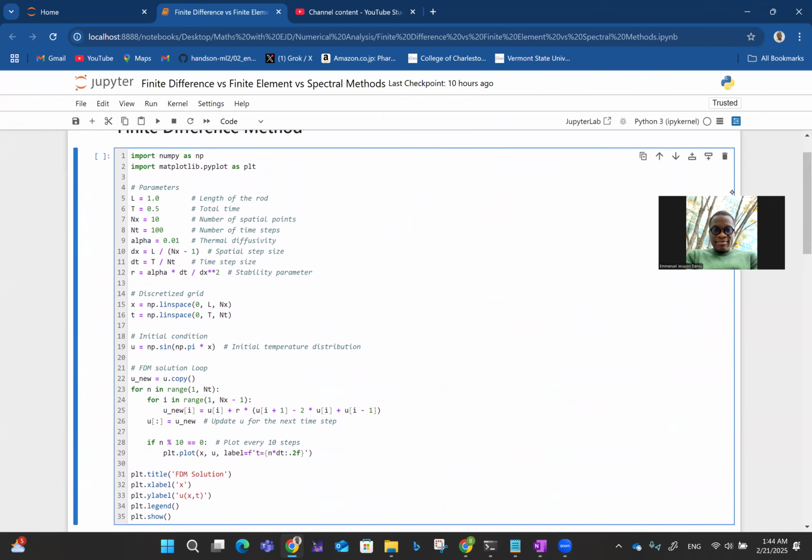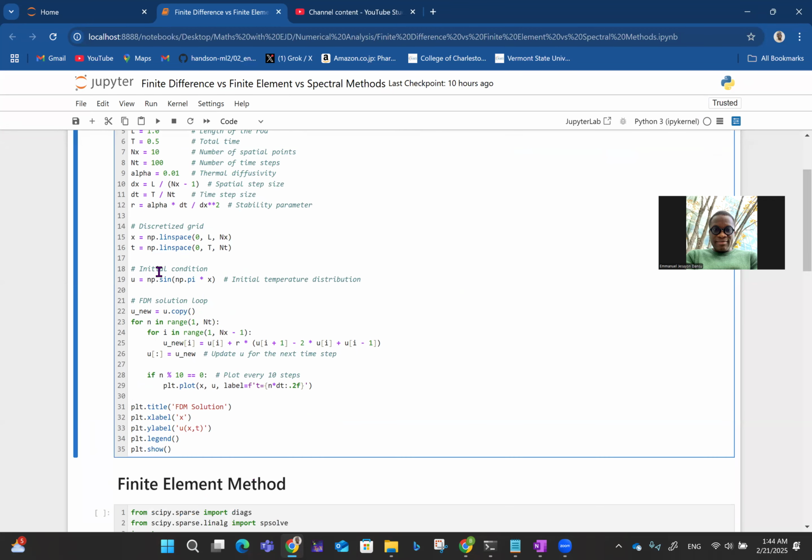So for the finite difference method, imagine a rod of length 1 meter, or 1 kilometer, anything you want to call it. Then the total time is 0.5, say minutes or seconds. We have the number of spatial points, 10, and the number of time points, 100. Alpha is 0.01, the thermal diffusivity. Then dx is L over nx minus 1, that's the spatial step size, and dt is the time step size.